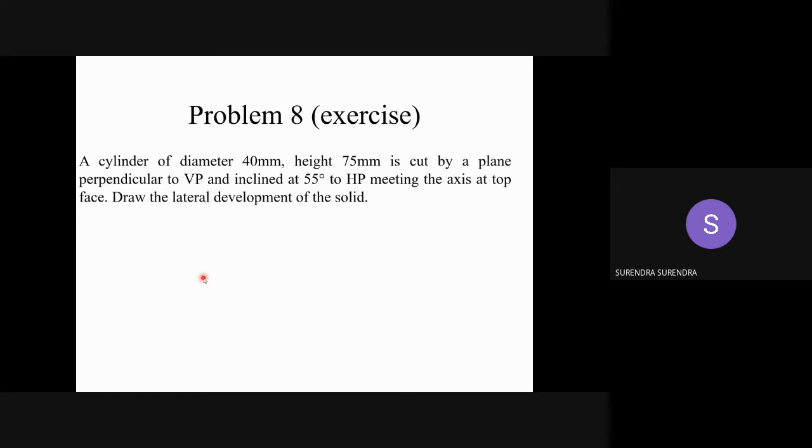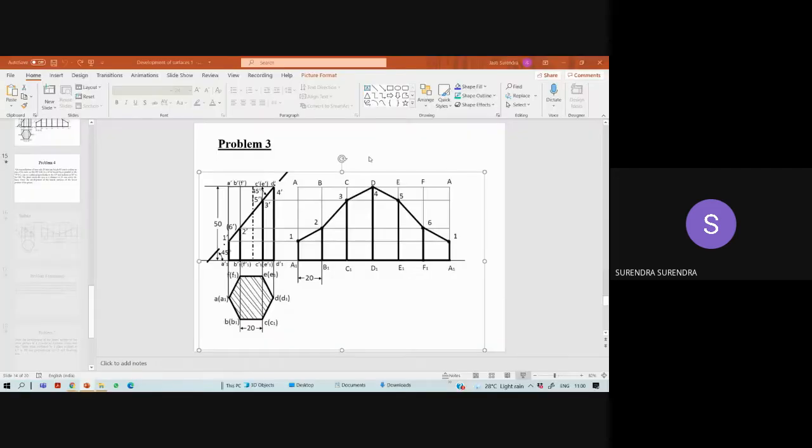So now, there is no need of problem 8. It is one more problem on a cylinder, almost the same. The only thing is that the cutting plane is inclined at 55 degrees to meet the axis at the top face. Only the position of the cutting plane is varying, so no need to do this problem 8.